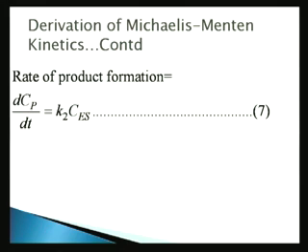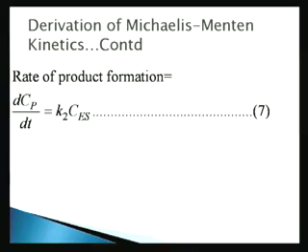So what we have to do is calculate the concentration of the intermediate species in terms of parameters and variables that we can measure. Then we put it back into the rate of product formation to get the final rate of product formation. So this is what I want you to do quickly in the next couple of minutes: calculate what C_ES is.